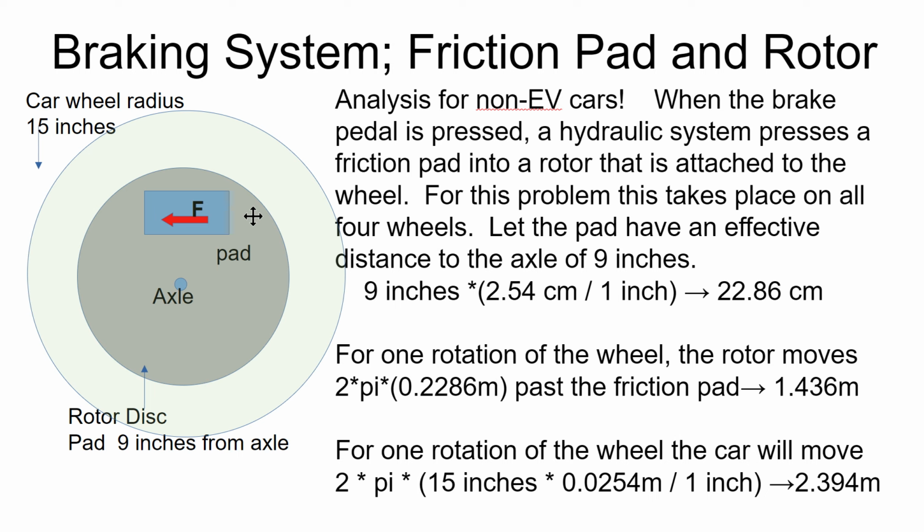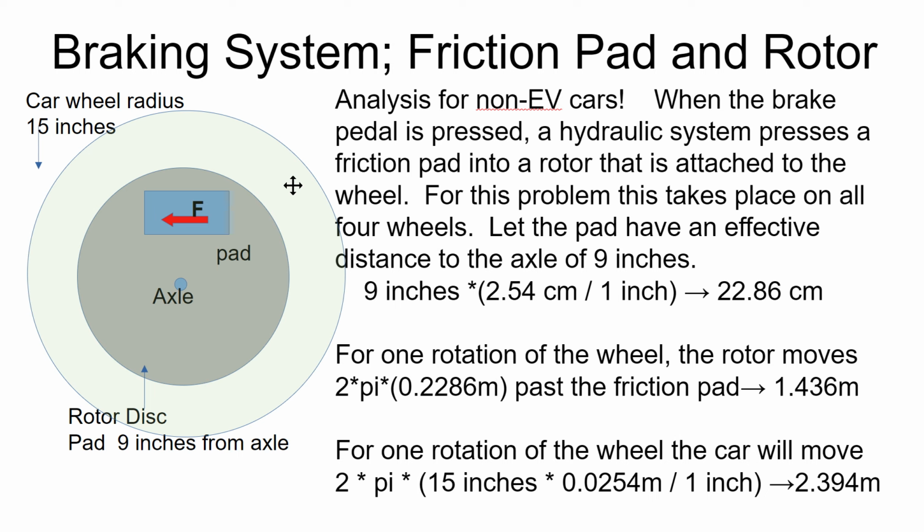There's going to be a normal force, a contact force, between the rotor and the brake pad, and that's going to lead to a force of friction. We do have four wheels in the car that I'm modeling here, and we're going to assume we've got the same interaction on each of the four wheels. So each wheel, each brake system, is going to remove 1/4 of the kinetic energy. We'll get to that in a minute.